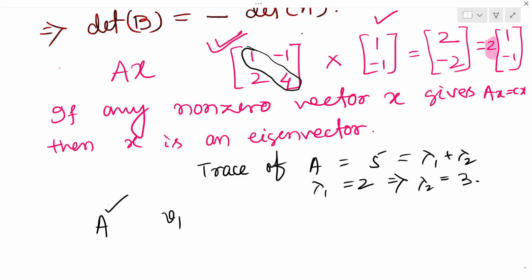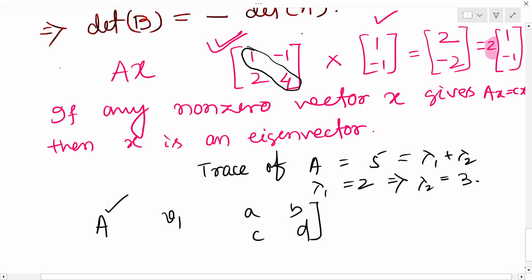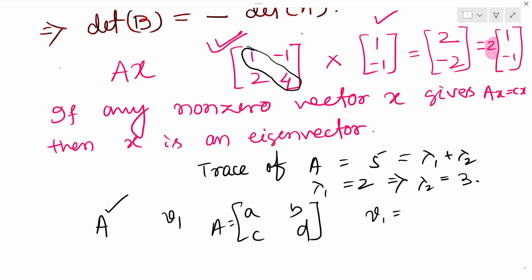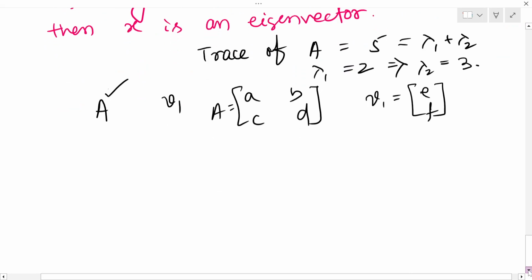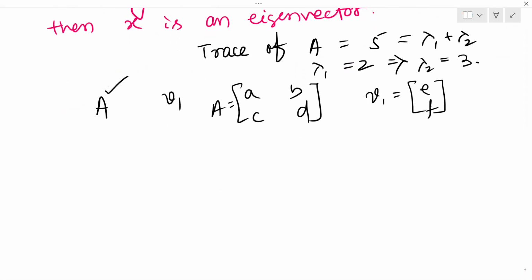So what will you do? As it is the GATE exam, you might multiply every vector and then find out. Suppose I have A, B, C, D. This is my matrix A. Now V1 is given. V1 is equal to E, F. This is given. You are being asked for the other eigenvalue, the eigenvalues of A.